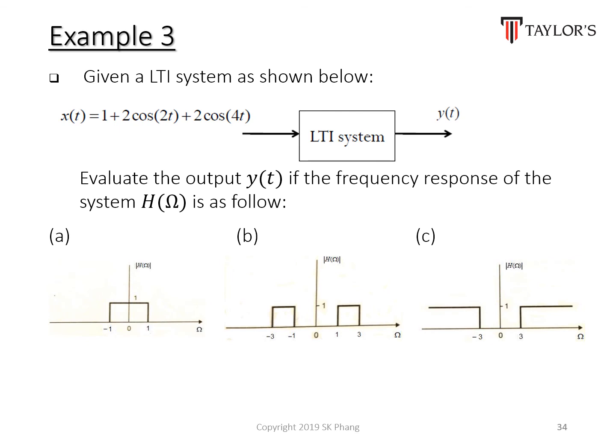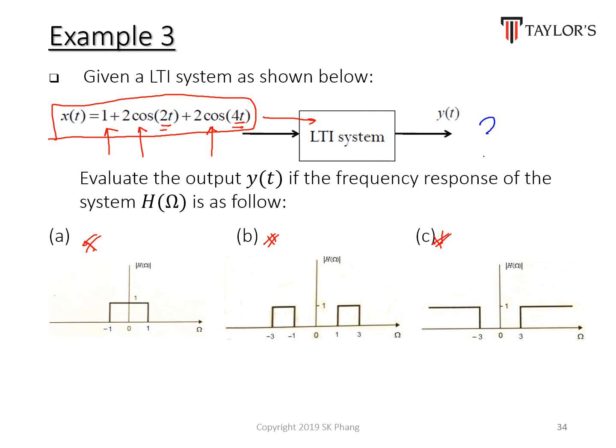And now let us look at one example. You have a signal. Your signal has three components: a constant 1, a cosine wave with 2t, and a cosine wave with 4t. And now this signal passes through a filter, and we have three different types of filters shown over here: low pass filter, band pass filter, and high pass filter. So now the question is, what is the output of the system when these signals pass through the three different filters? Let us look at A first.